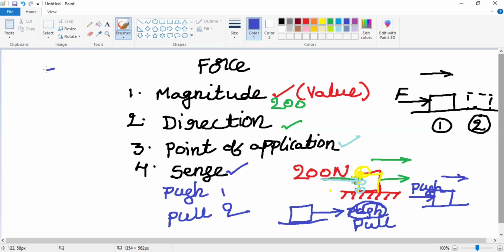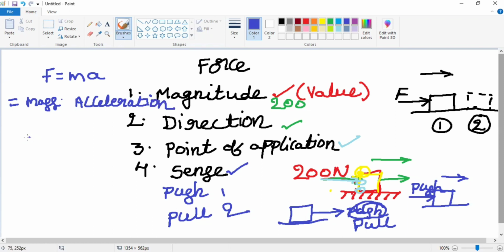Next, based on Newton's second law of motion, the force can be expressed as F equal to ma. For any property, you first have to know the definition. Next, you have to learn the formula, F equal to ma. That is force equals mass into acceleration. This is the formula.